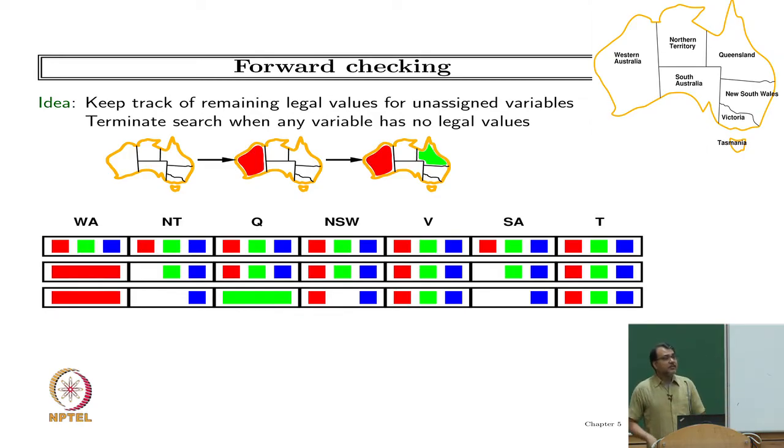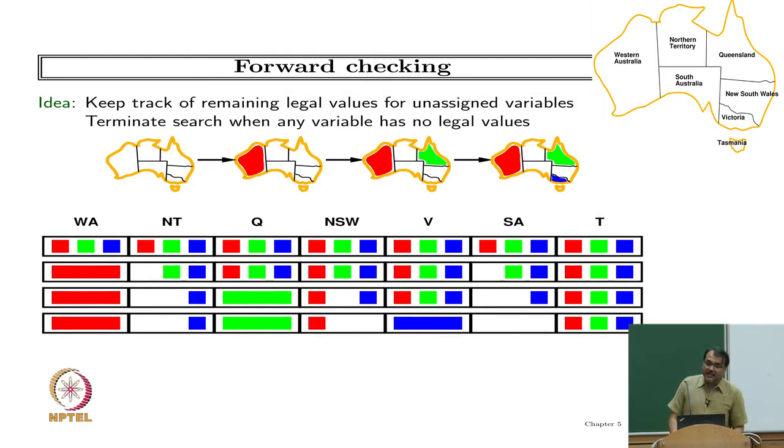Whenever I assign a value, for anything that is unassigned, we remove the values that are no longer possible. And now, last but not least, let us say we assigned Victoria blue, for whatever reason, going in some order. Now, is this state possible? This state is not possible because South Australia no longer has a value. Why? Because of Western Australia it can't be red, because of Queensland it can't be green, and because of Victoria it can't be blue.